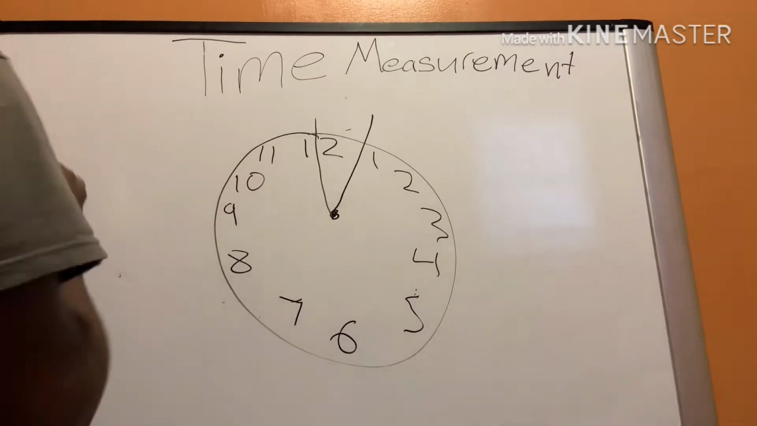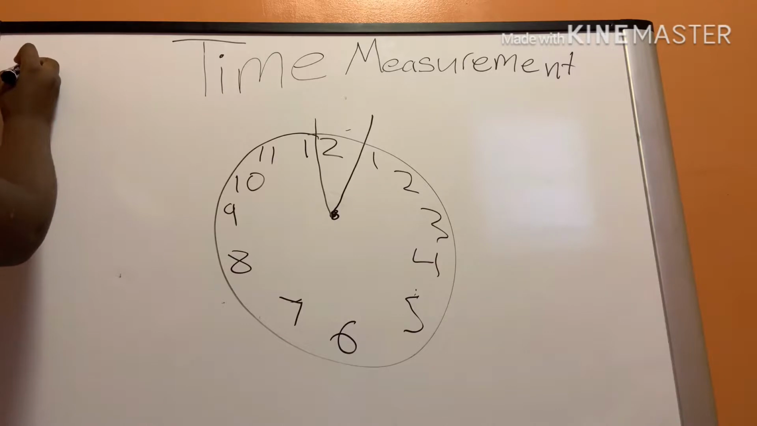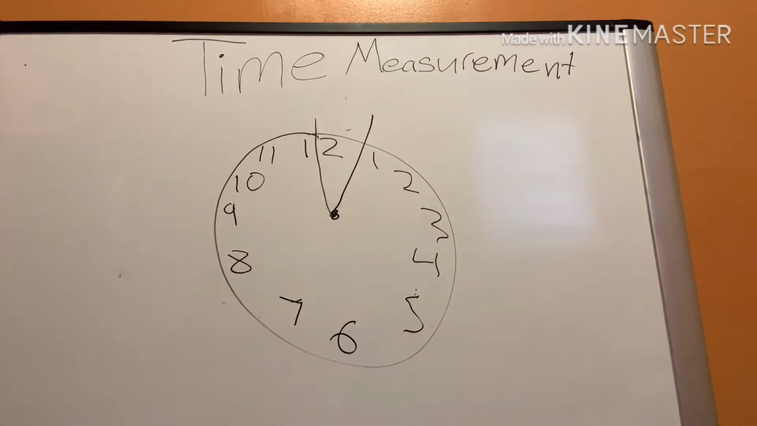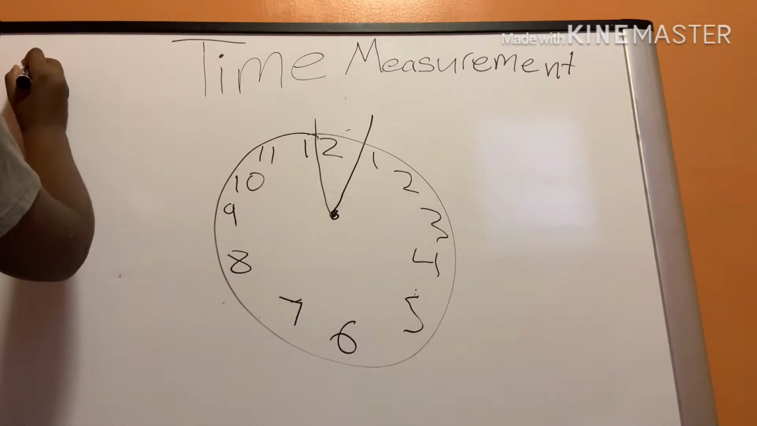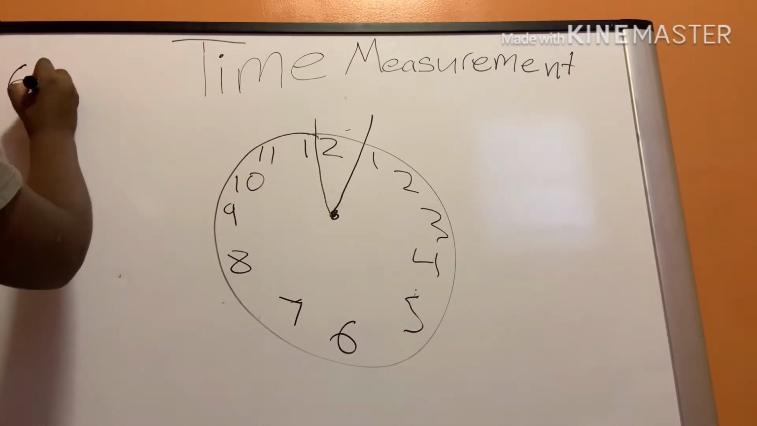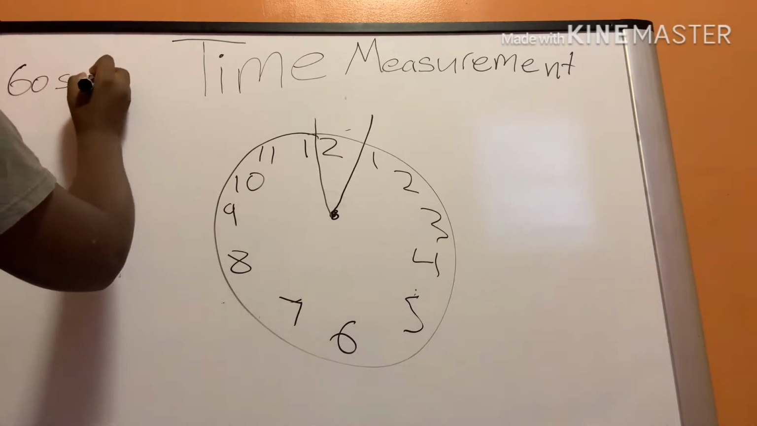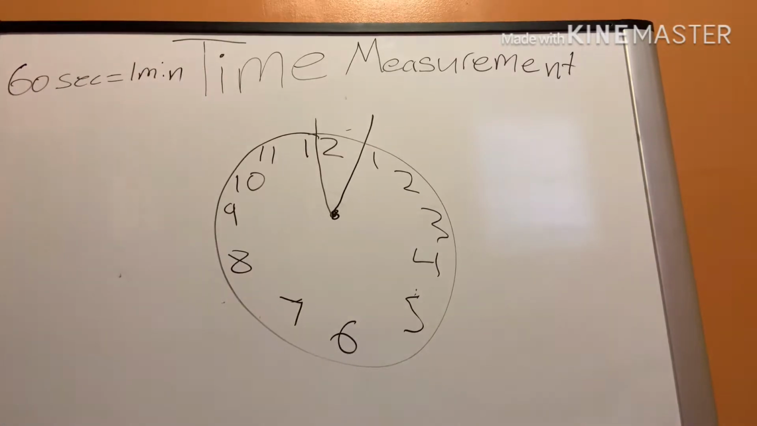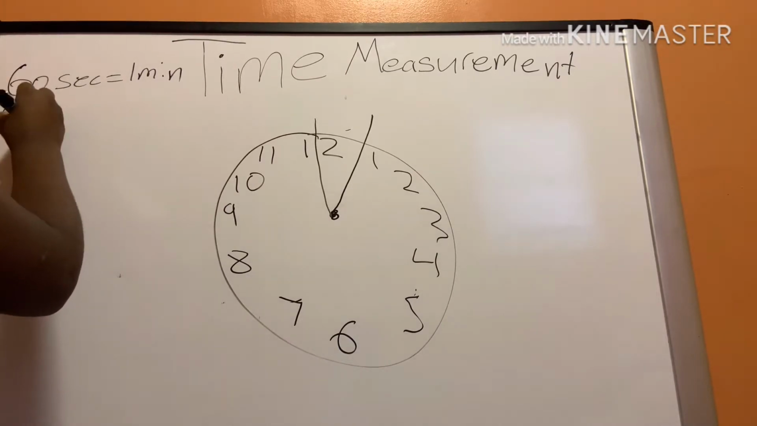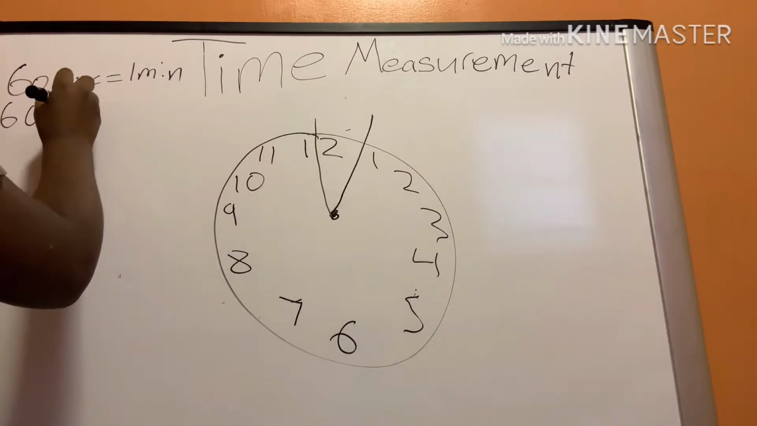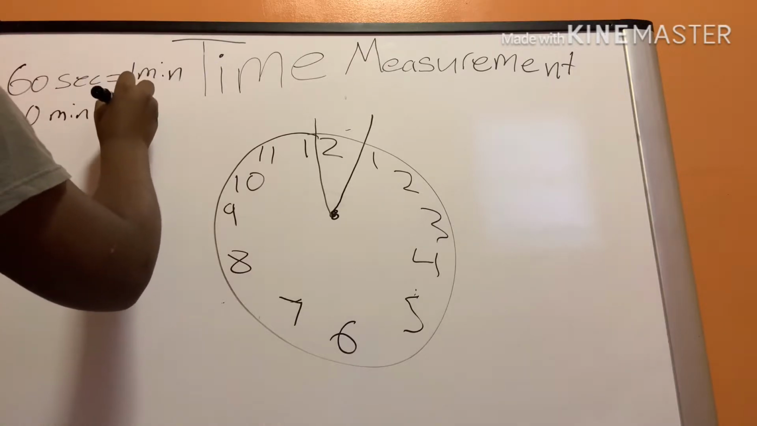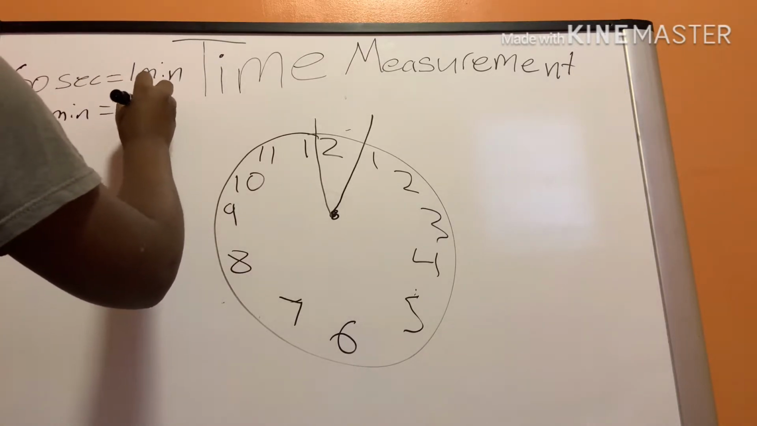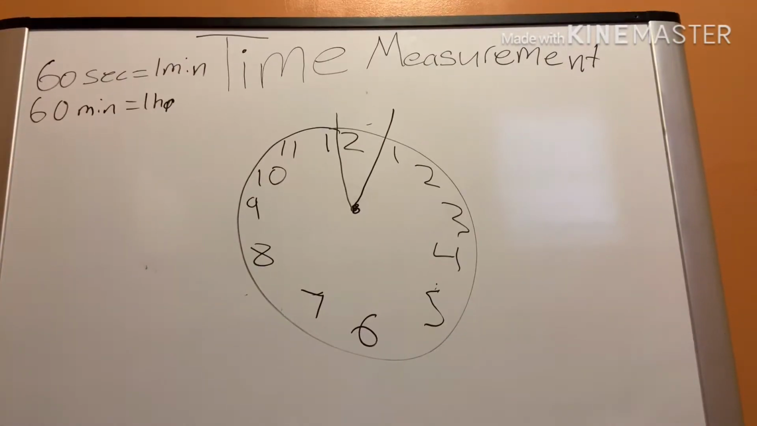So then, here it is. I'm going to write down all of the times and what one is equal to. So you have 60 seconds equal to 1 minute. Now, that's the same thing for an hour. 60 minutes equals 1 hour.